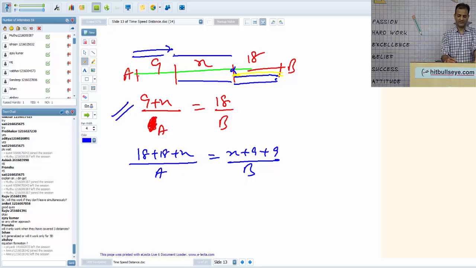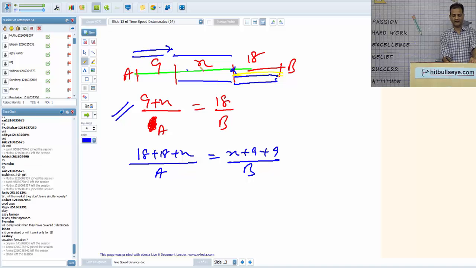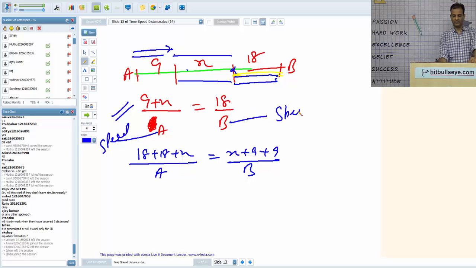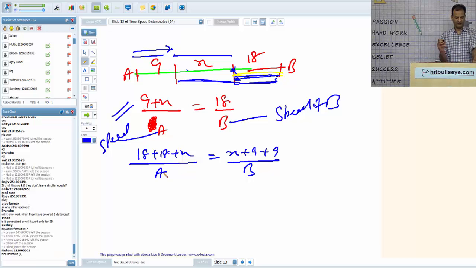First equation is that they started simultaneously. We can equate time. Distance A has covered is 9 plus x divided by A. What is A? Speed of A. Distance over speed is time. What is B? Speed of B. Clear? After that A will go there from this point, because A is here. A will go 18, again come 18, come x. For the second meeting, 18 plus x divided by A, same speed, and x plus 9 divided by B.